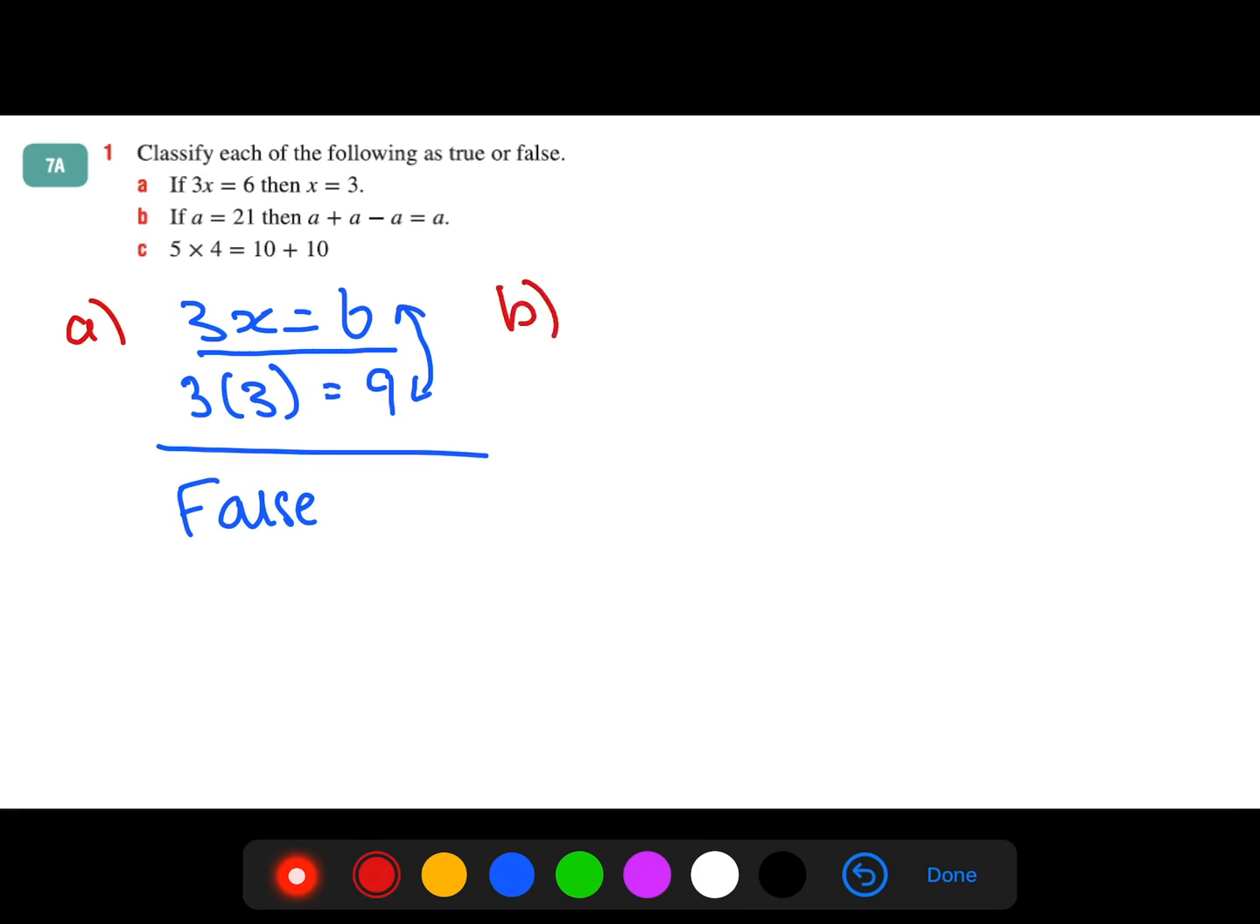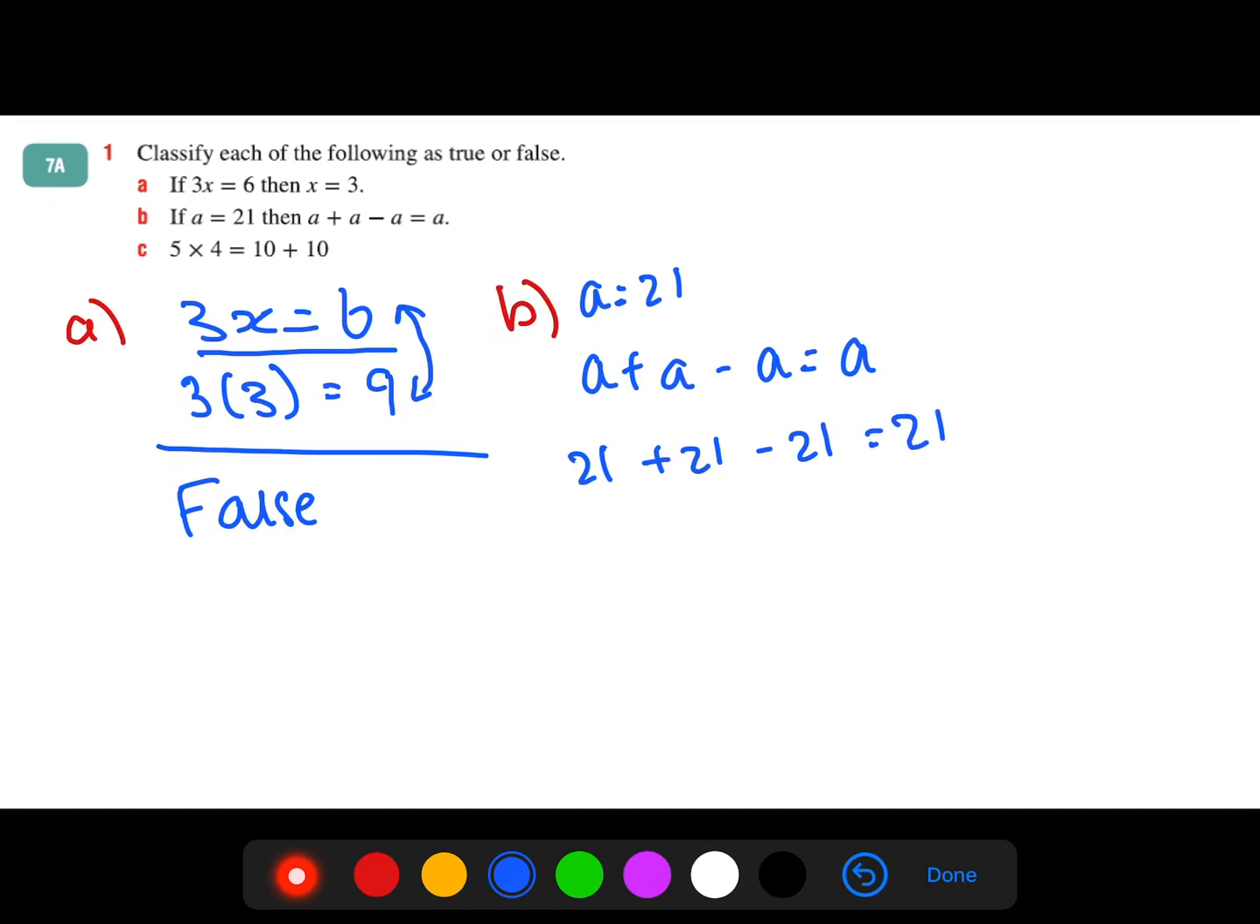Let's do, if A is equal to 21, then A plus A minus A is equal to A. Firstly I will sub 21 into A. My original equation was A plus A minus A is equal to A. So I'm going to sub the 21 in, so it's going to be 21 plus 21 minus 21 equals 21.